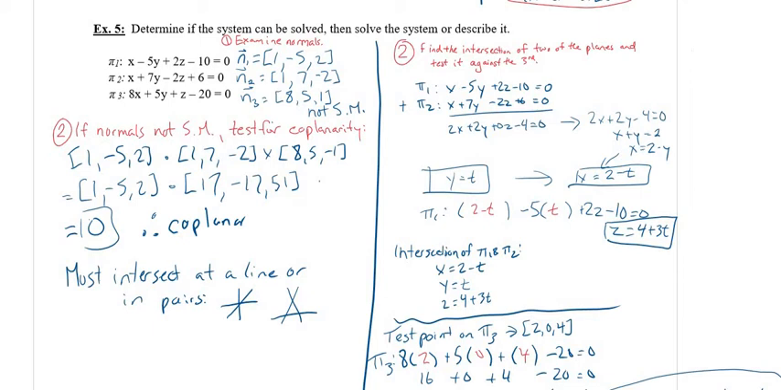So we said there are only 2 options for systems with coplanar planes or coplanar normals. So it means that they're going to intersect at a single line, or they're going to intersect in pairs. So again, we have one consistent solution where we can have one single line, or we have an inconsistent solution.